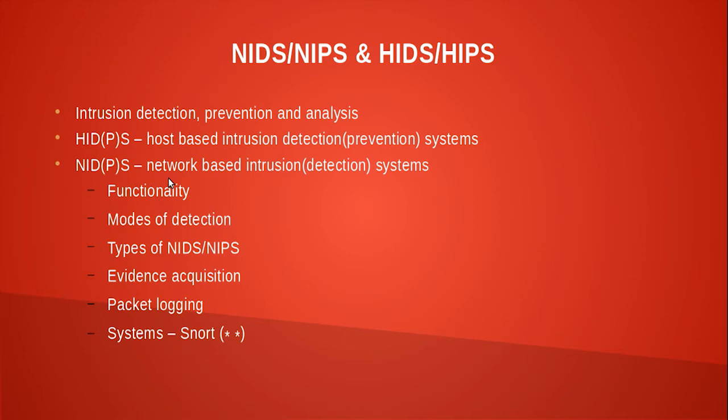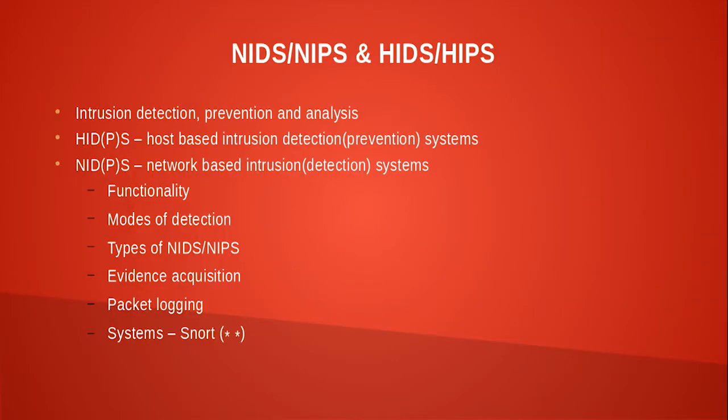Let us start off with network intrusion detection. What is host intrusion detection? The whole aim behind network security is to have intrusion detection, prevention, and analysis. So if something has gone wrong, we have to do some sort of analysis. Now there are two types of intrusion detection systems. One is the host based intrusion detection and prevention systems, known as HIDS or HIPS, and the next one is the network based intrusion detection system or network based intrusion prevention system. We will be concentrating mostly on NIDS and NIPS.